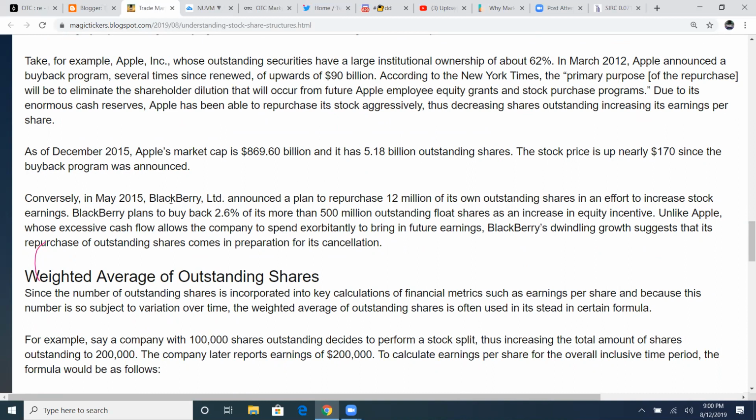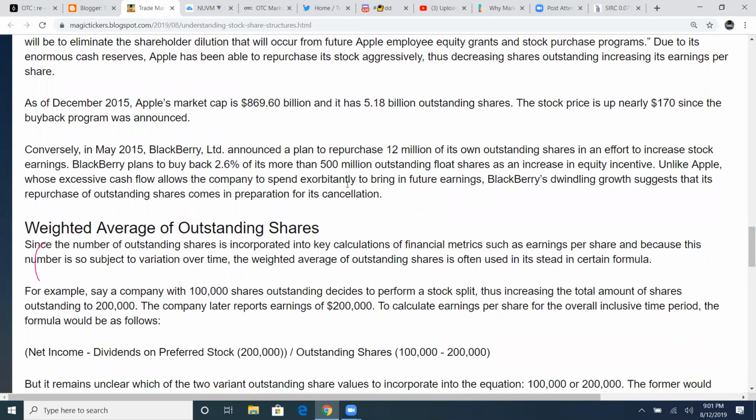Conversely, in May 2015, BlackBerry Ltd. announced it planned to repurchase 12 million of its own outstanding shares in an effort to increase stock earnings. BlackBerry plans to buy back 2.6% of its more than 500 million outstanding float shares to increase its equity incentive. Unlike Apple, whose excessive cash flow allows the company to spend exuberantly to bring its future earnings, BlackBerry's dwindling growth suggests that its repurchase of outstanding shares comes in preparation for its cancellation.